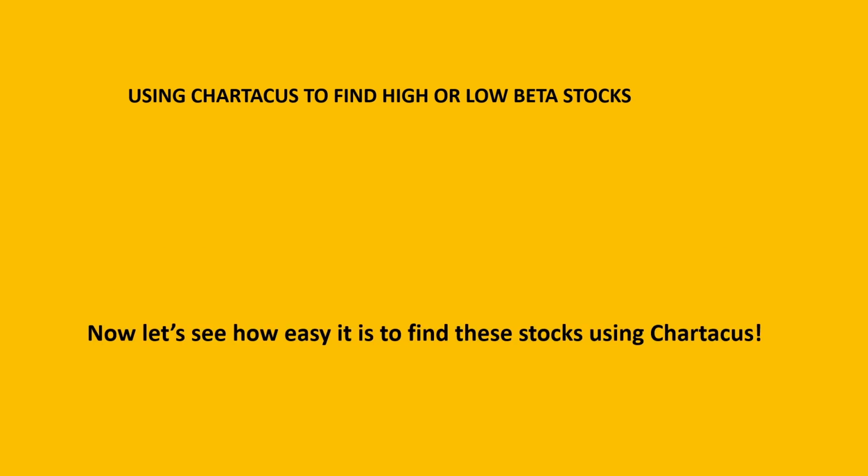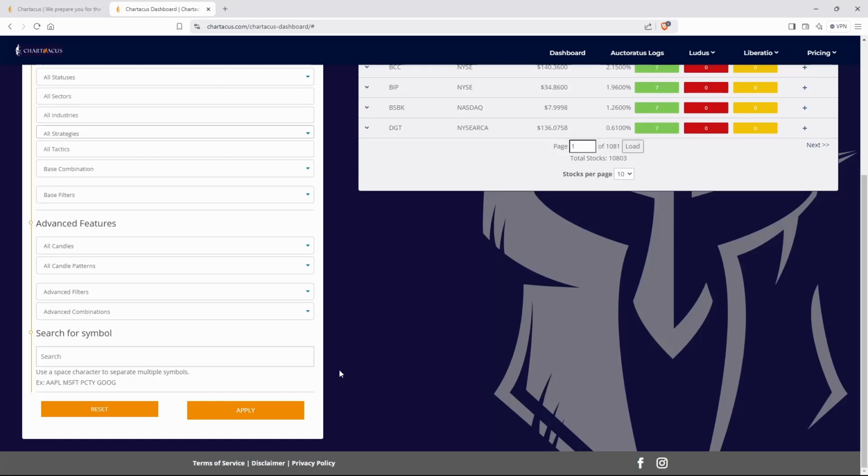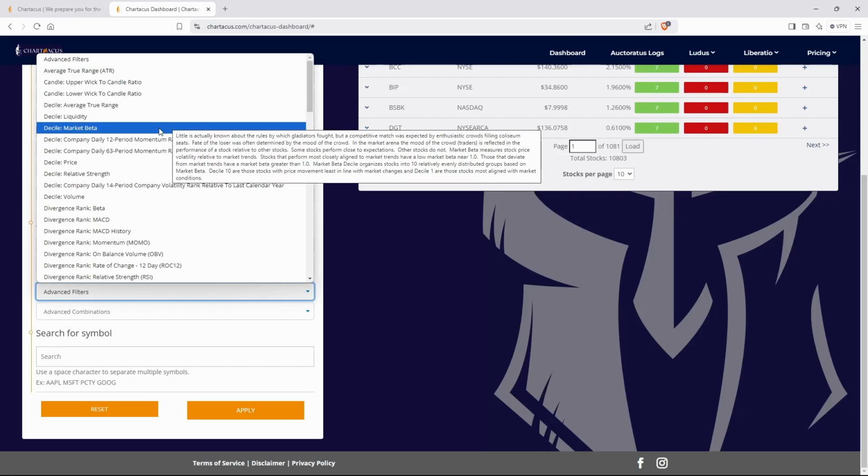Now let's see how easy it is to find these stocks using Chartacus. All right, first thing to say is that the great thing about Chartacus is that it gives you just what you need and only what you need. The goal of Chartacus is to reduce the noise. Now let's go find that market beta. To find it, you have to go to the advanced filters. Seventh one down in the list, decile market beta.